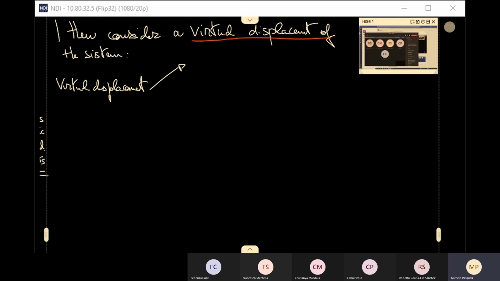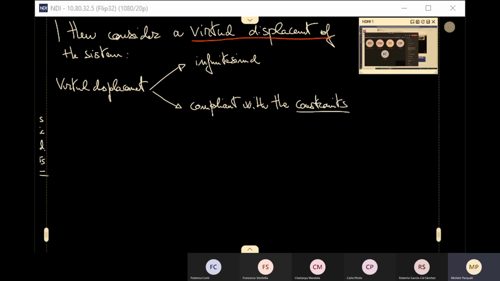It's infinitesimally small. So it's infinitesimal. So it's very small, and it's compliant with the constraints. Okay, what does it mean? If this is true, that it's compliant with the constraint, what does it mean?